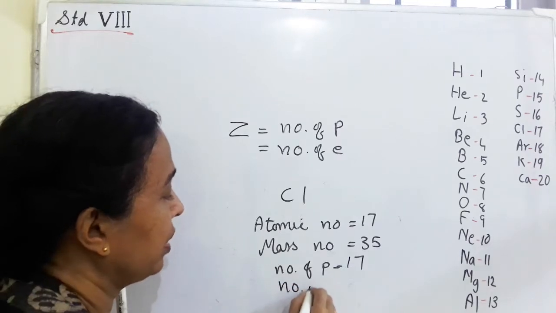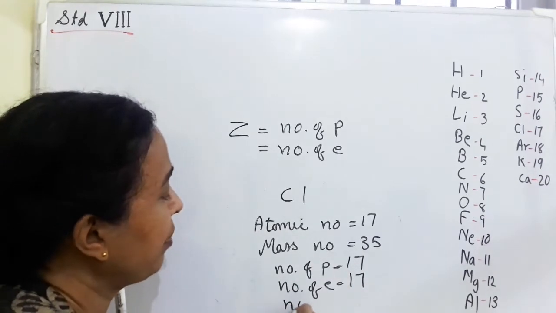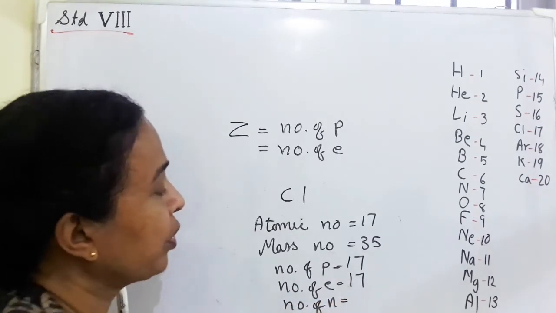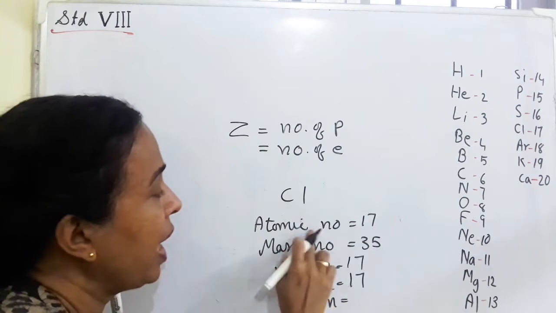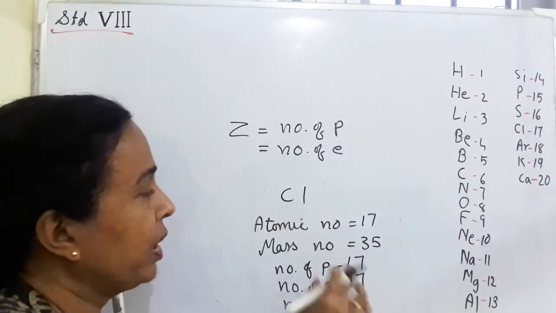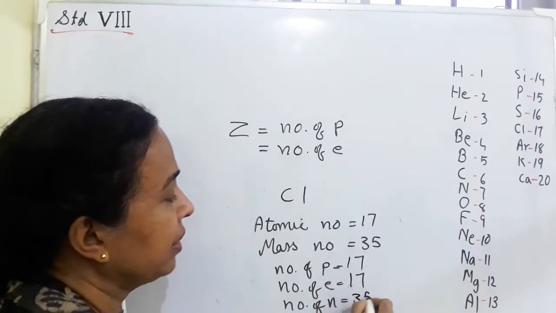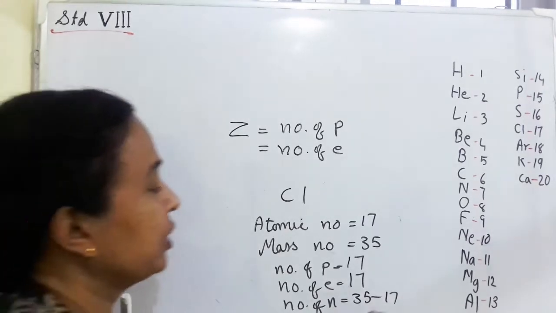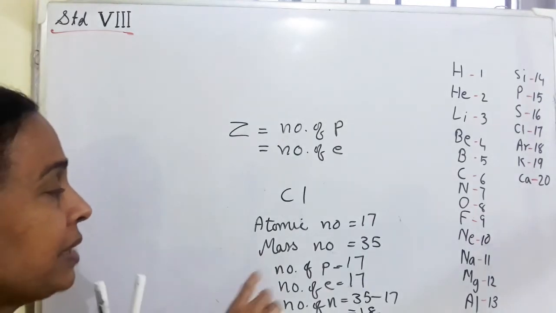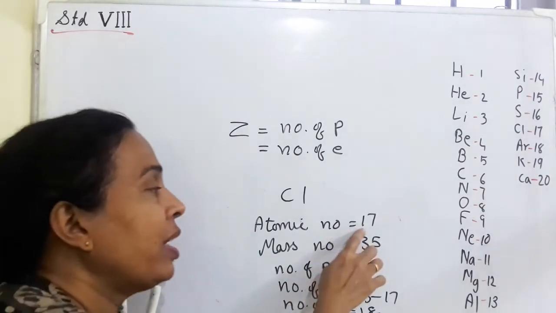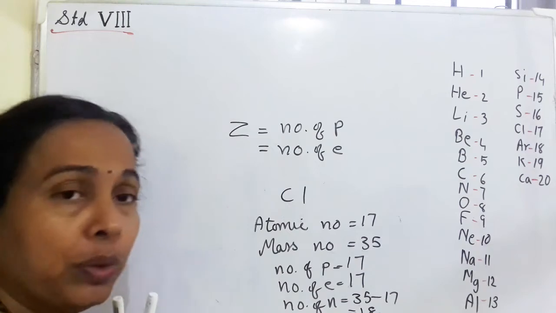What is the number of electrons? Number of electrons is equal to number of protons. So that is also equal to 17. What is the number of neutrons? How will you find out? Because mass number is the total number of protons and neutrons, and atomic number is the number of only protons, if you subtract atomic number from mass number, you will get the number of neutrons. So that will be equal to 18. Number of neutrons will be equal to 18 because mass number is the sum of protons and neutrons. This is only the number of protons. Simply subtract atomic number from mass number, we will get the number of neutrons.